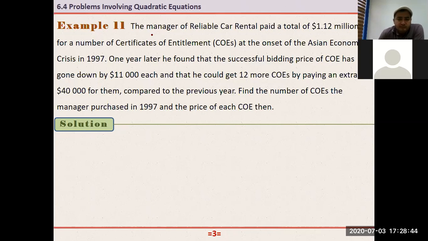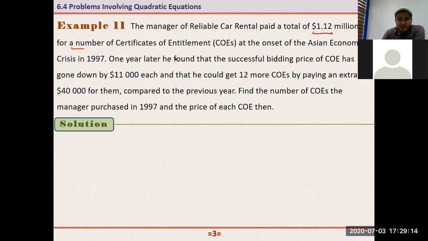It says that the manager of Reliable Car Rental, a kind of company, maybe a private company, whatever it is, paid a total of $1.12 million for a number of certificates of entitlement. Actually, when you're solving the problem, you have to just scan the problem, read it quickly. You don't have to understand every detail, just get the general picture of the problem.